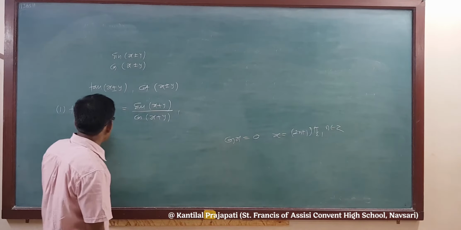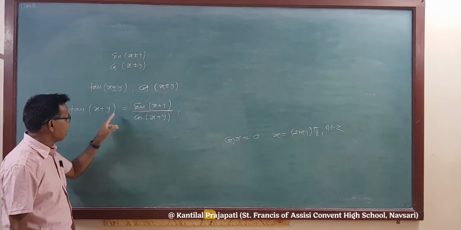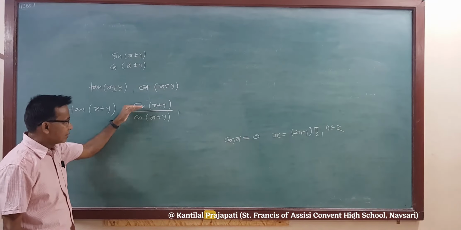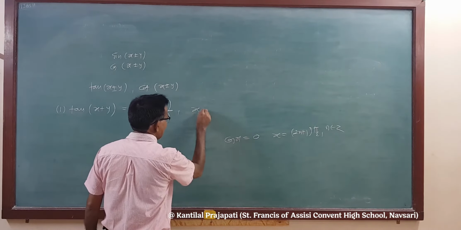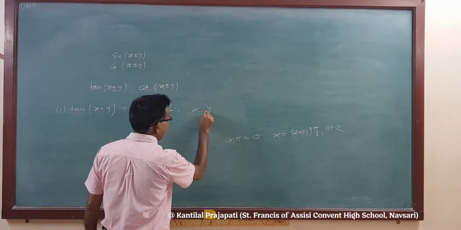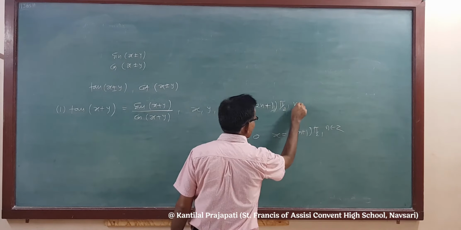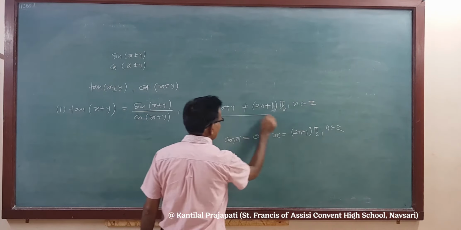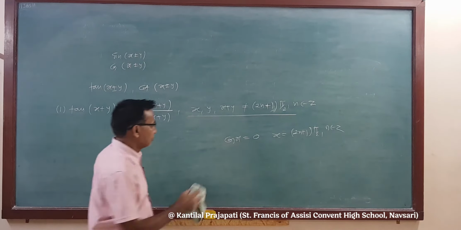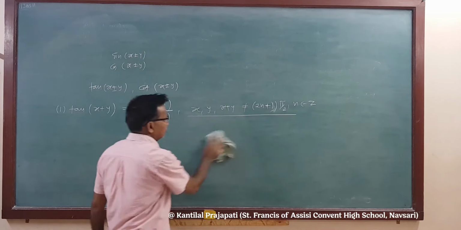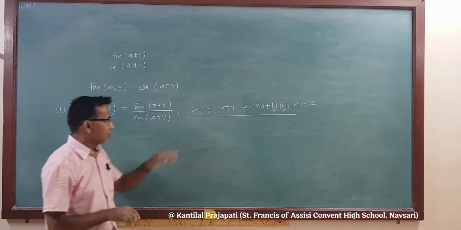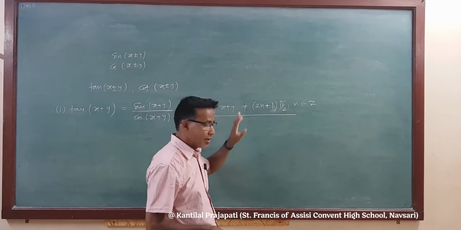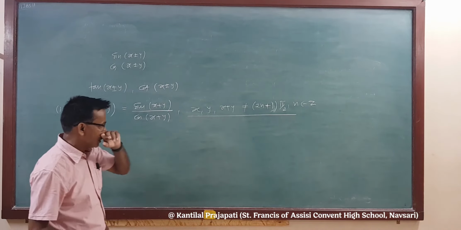So first we have to write the condition here to define the function tan(x plus y) equal to sin upon cos, which we have considered. So x, y, and x plus y are all not equal to (2n plus 1) pi by 2, where n belongs to Z. This condition is required to define this. X is not equal to (2n plus 1) pi by 2, y is also not (2n plus 1) pi by 2, and x plus y is also not (2n plus 1) pi by 2.